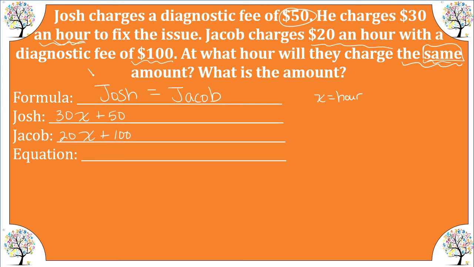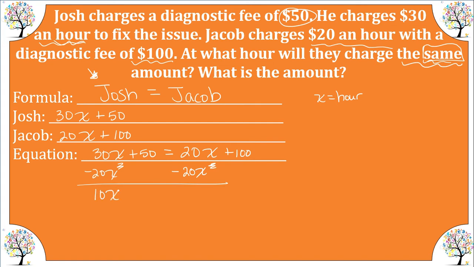So now we have a representation for Josh and for Jacob, and we're going to substitute their expressions into our formula to create the equation. So Josh is 30x plus 50, and our formula says we're setting it equal to Jacob because we want to know at what hour, x is hour, are they equal. So when we have variables on both sides, remember we're going to get rid of the smaller variable and we're going to address the variable term before the constant, okay? So let's subtract out 20x from both sides.